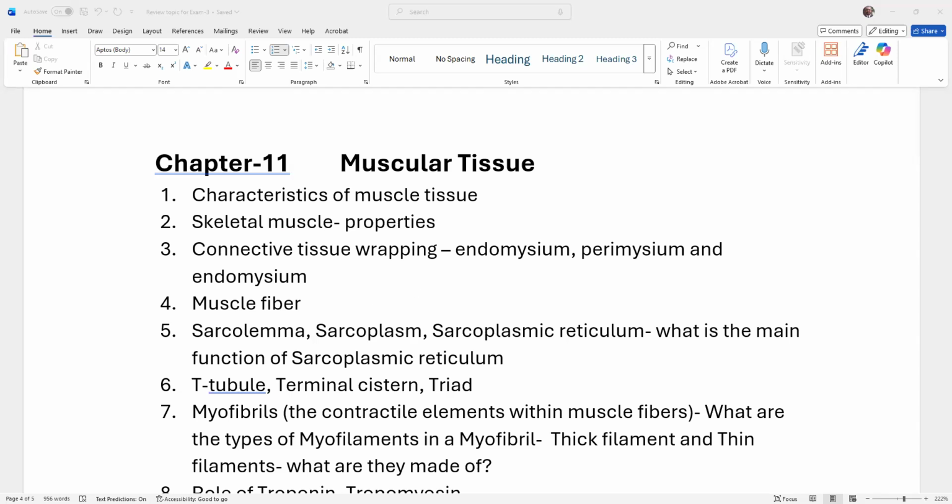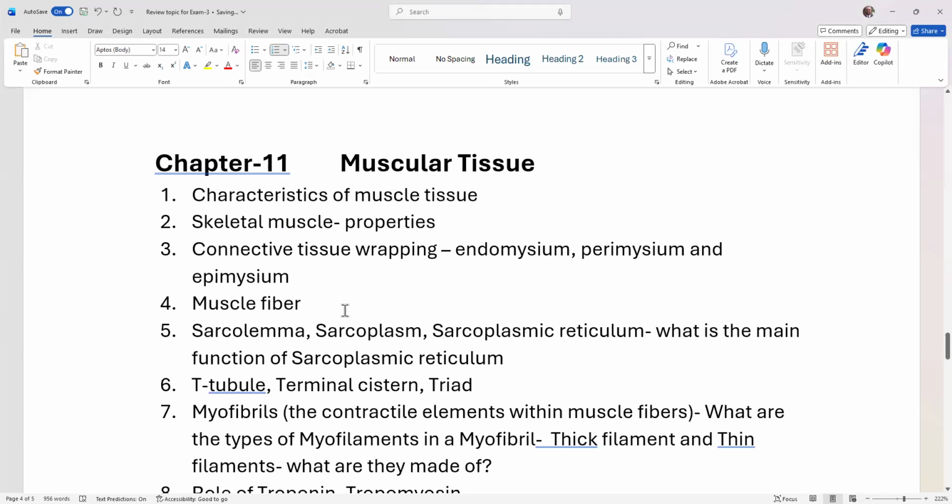First of all, you have to go through the characteristics of muscle tissue. What are the properties of skeletal muscles? What are the connective tissue wrappings? That's the endomysium, perimysium, and epimysium. Okay, so you should know those wrappings, and you should know what is a muscle fiber.